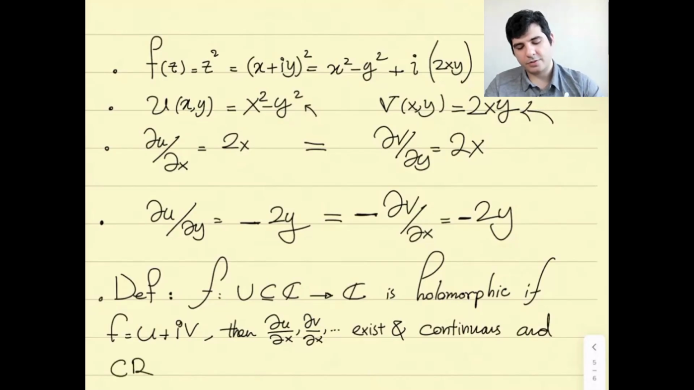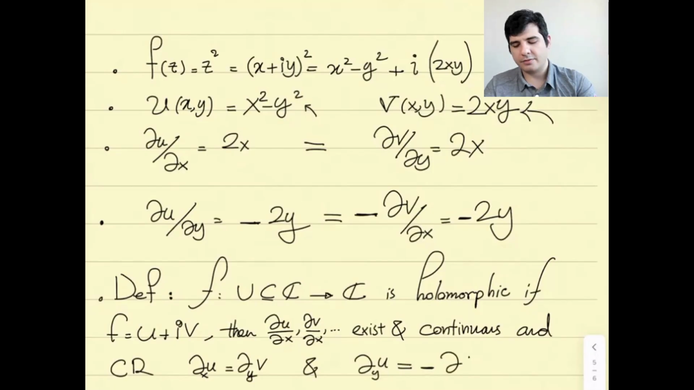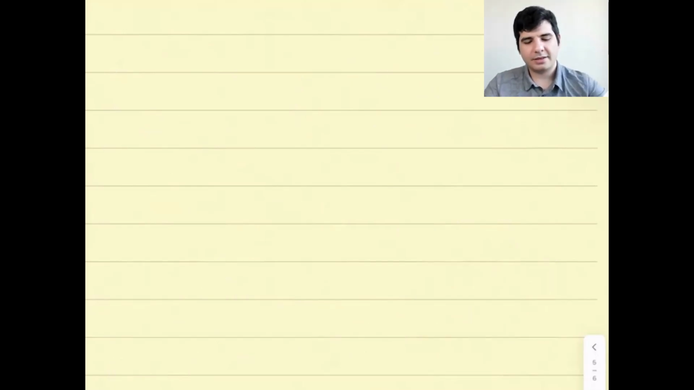They satisfy the Cauchy-Riemann equations in the sense that, this is a more concrete way of writing it, derivative of u with respect to x equals derivative of v with respect to y, and derivative of u with respect to y equals minus derivative of v with respect to x. If we have that, we say f is holomorphic. Okay? Now, what is the theorem? The theorem is: being complex differentiable and being holomorphic, they're equivalent, almost.